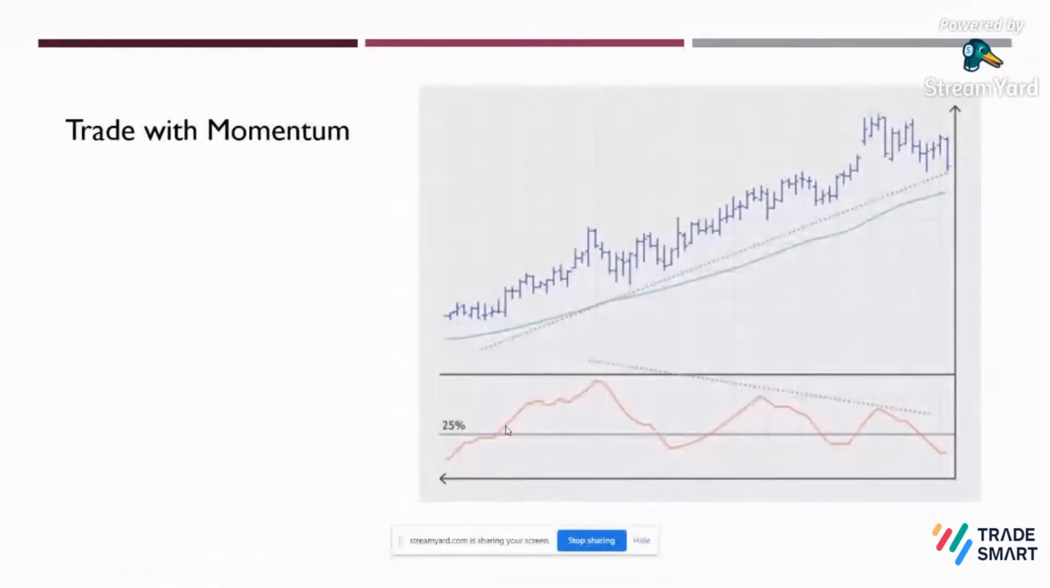ADX is usually used in finding the range as well. As it shows the strength of the trend, it shows the weakness of the trend as well. And as soon as the market enters a range bound or consolidation position, the ADX line goes below 25, and the trend is overall changing into a sideways direction.